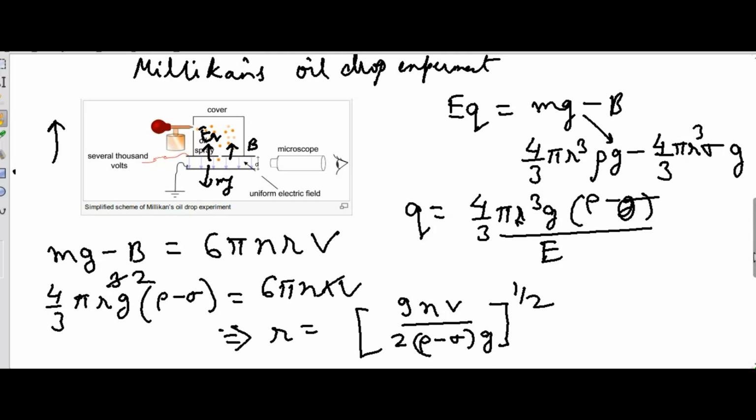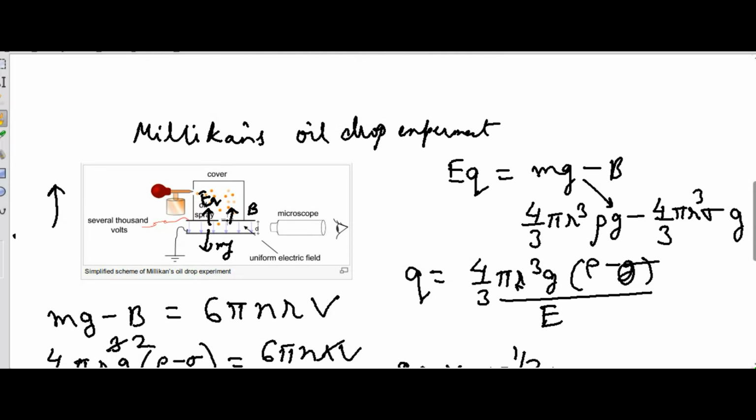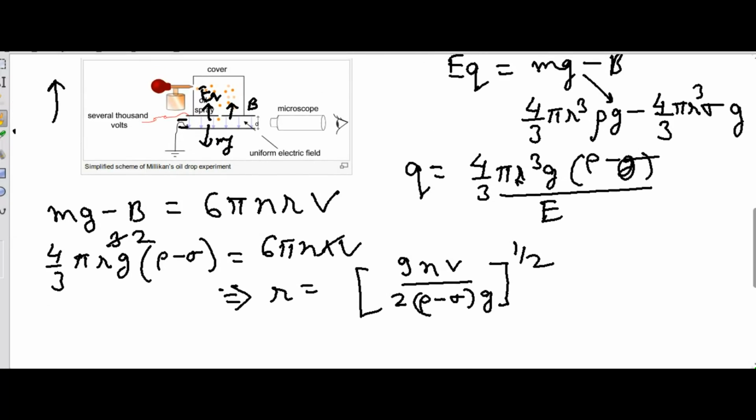I can measure the value of v, the velocity at which it is falling, by noting the time it takes to fall some fixed distance. I can measure it through this microscope, not telescope, microscope, because the drop is very small. Using this microscope, I can measure the time the drop takes to fall through particular distances, and I can measure the value of v. So I know all the data now.